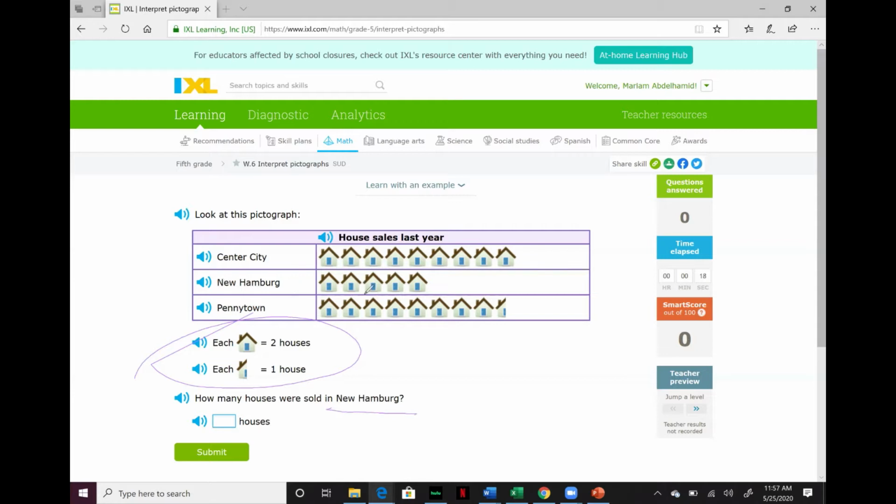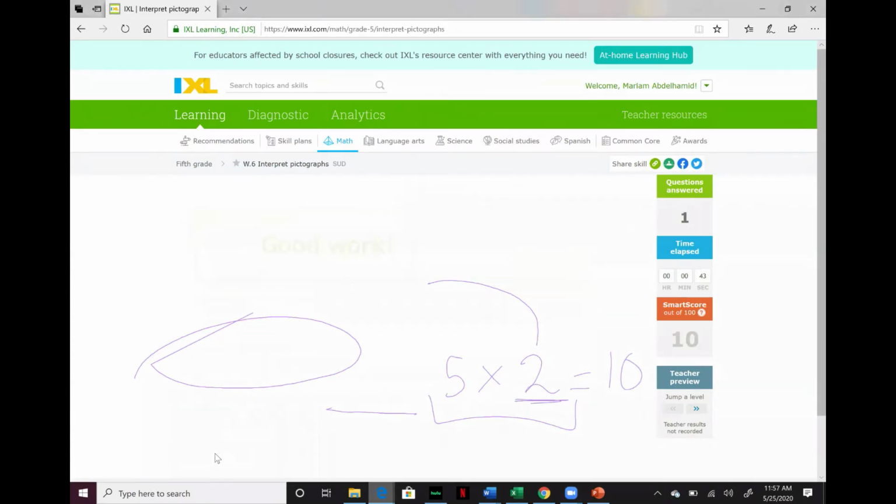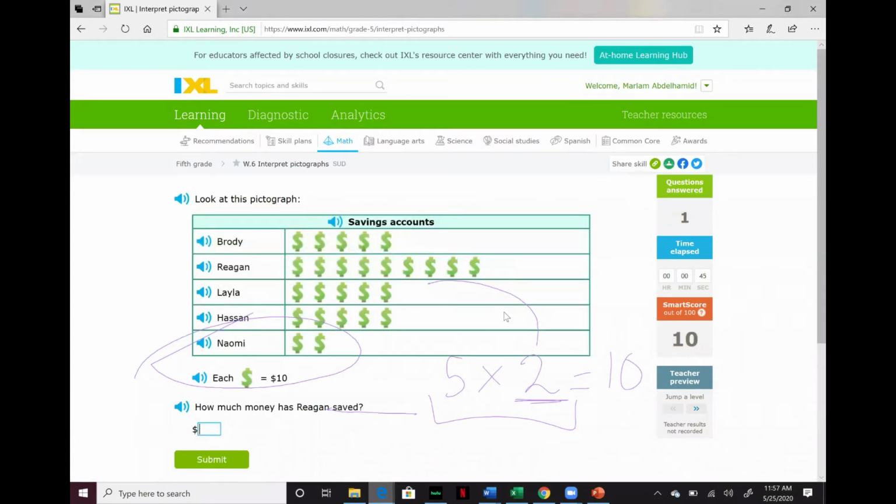So we look at New Hamburg, again, it shows us 1, 2, 3, 4, 5 houses. But I know that each of them represents 2 houses. So I'm going to, again, remember when we talked about word problems? If each of these is 2, that means it's 5 times 2, which equals 10 different houses were sold in New Hamburg. So we press submit, and then that's kind of all what these are saying.